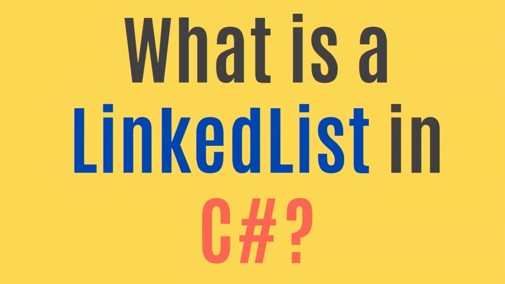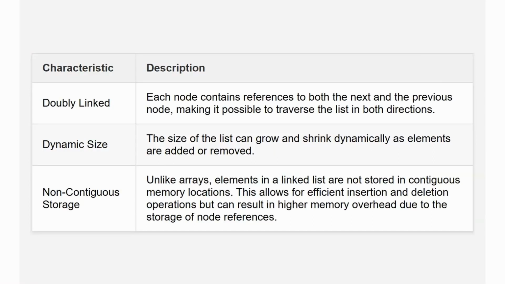A linked list is a generic collection which represents a doubly linked list. This data structure is part of the System.Collections.Generic namespace, and each element contains a reference to the next element and to the previous element, which allows for efficient insertion and removal of elements at any position in the list. And these are the main characteristics of linked lists.